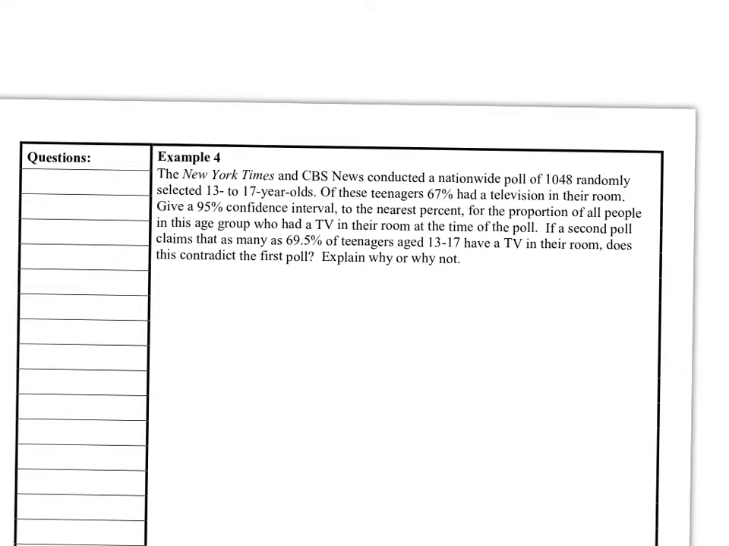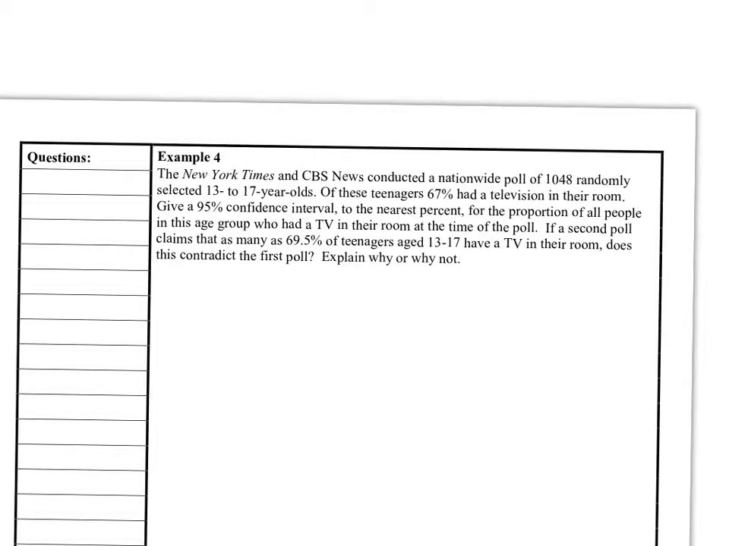All right, so here we have the New York Times. They did a nationwide poll of 1,048 randomly selected 13 to 17-year-olds. Keyword there is random. It needs to be random. They're not just asking their sons and daughters. Of these teenagers, 67% have a television in their room. Give a 95% confidence interval, to the nearest percent, for the proportion of all people in this age group who had a TV in their room.